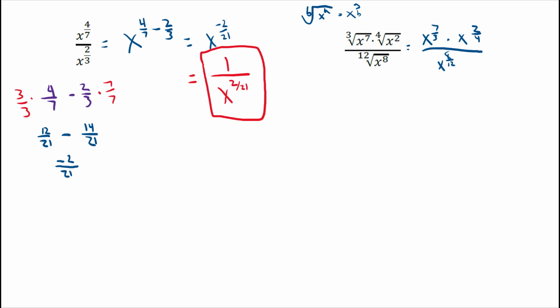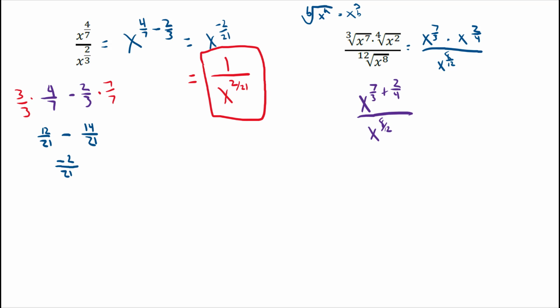So up top, when we multiply two variables that have different exponents, we need to add those exponents together. The same variable but different exponents, we add them together. So we're going to have x to the 7/3 plus 2/4, and we still have all that over x to the 8/12.